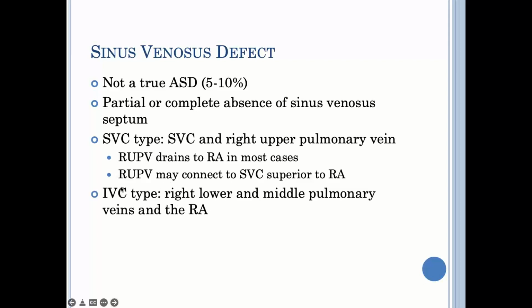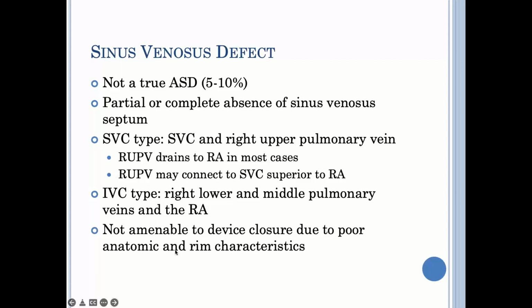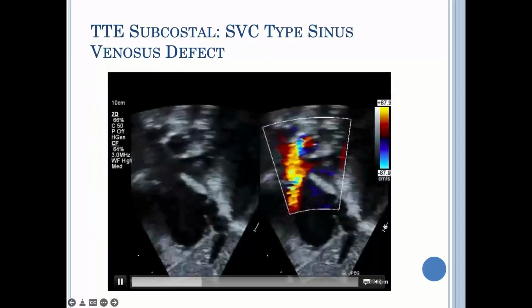The other subtype is an IVC type, where there is anomalous drainage of the right lower and middle pulmonary veins into the right atrium. Again, this type of defect is not amenable to device closure due to the poor anatomic structures and some of the rim characteristics that I'll describe later on.